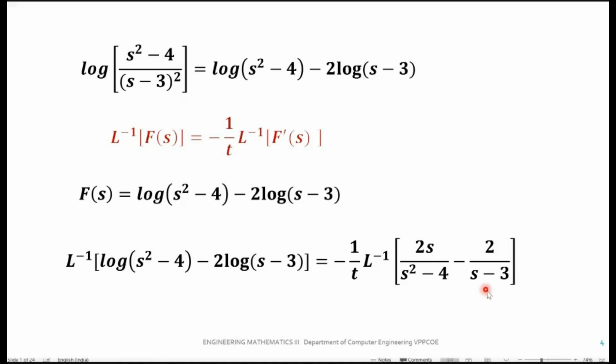Okay, so clear? Now calculate the L inverse of both the functions.